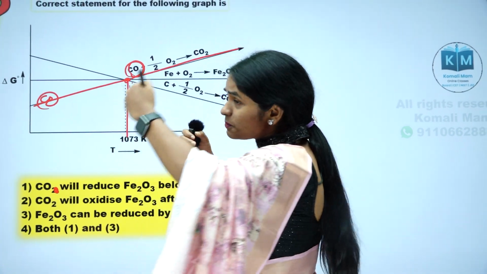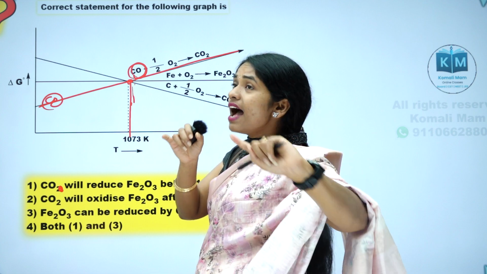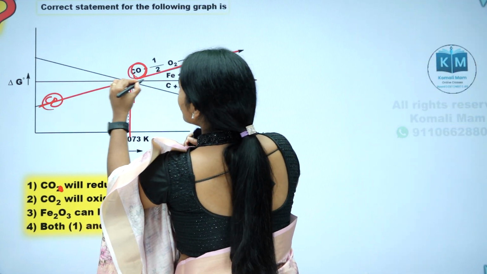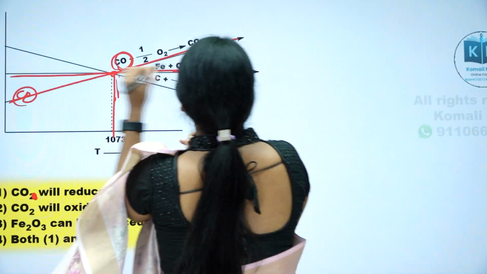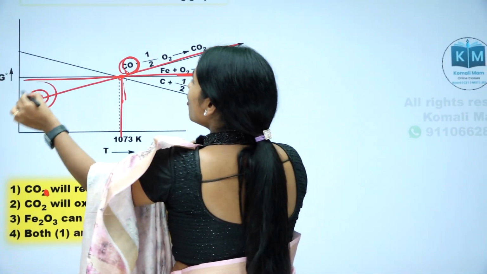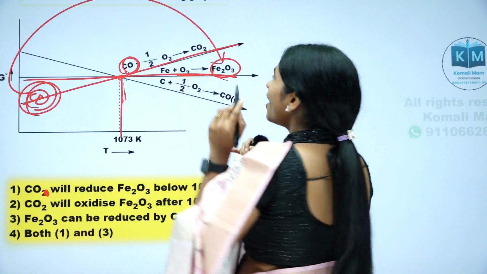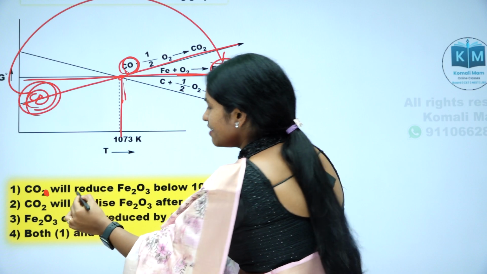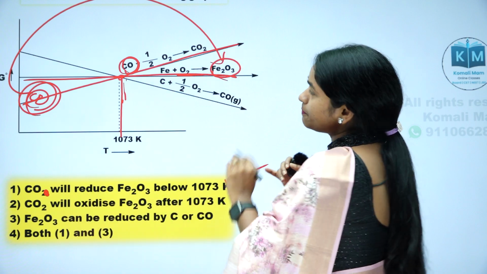Okay, the one present down has the ability to reduce the oxide above it. So this oxide above the line is which one? Fe2O3. So CO is a good reducing agent of Fe2O3. That's it. Down one reduces the top one. So CO will reduce Fe2O3 below this point.